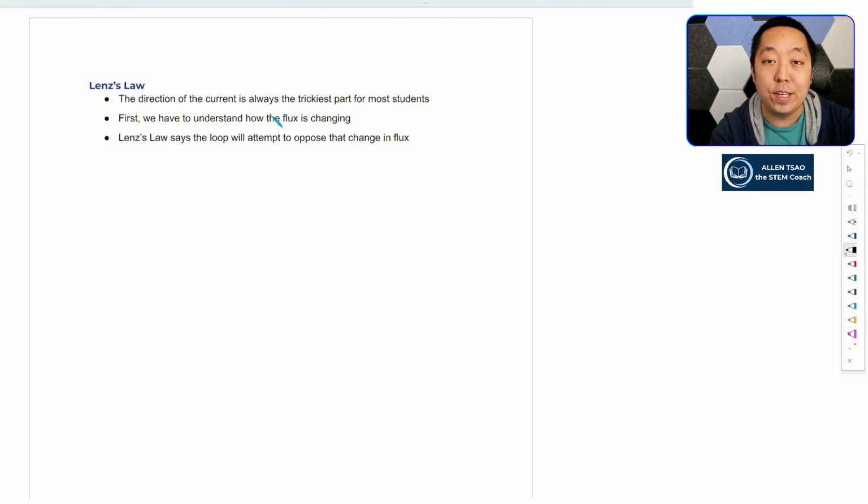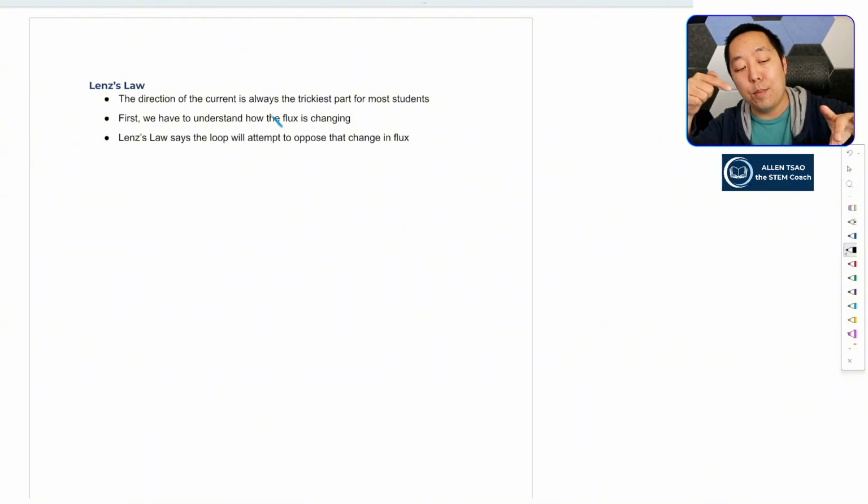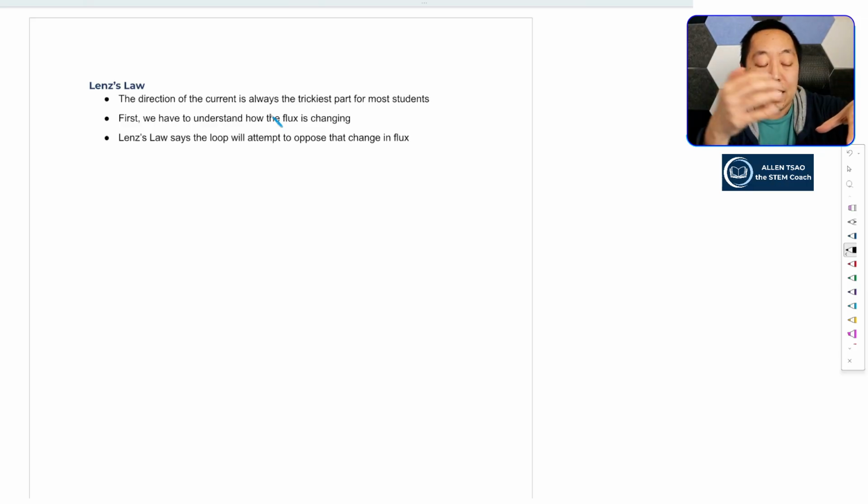The direction of that magnetic field is based on a way to oppose how the flux is changing. So if the flux is decreasing through a loop, then the magnetic field is going to be in the same direction to try to increase the flux. If the flux is increasing, then the magnetic field will point in a way so that the overall flux is going to be less. Okay, and examples will be easier, but that's the main idea.